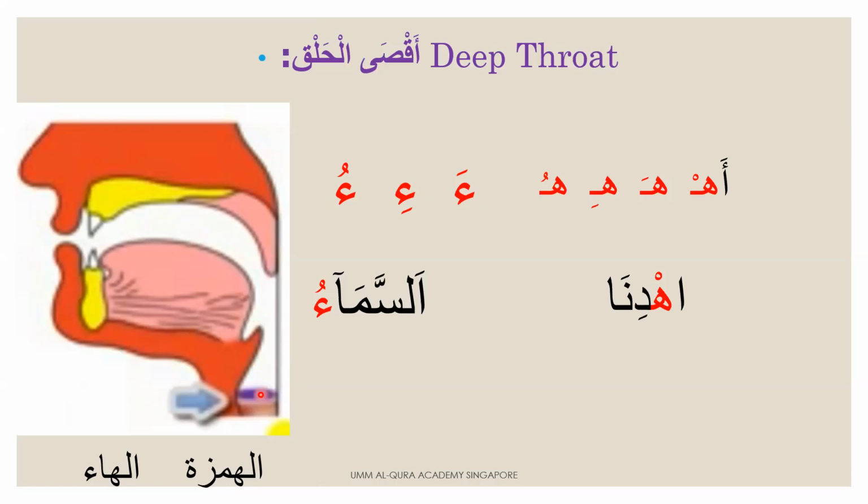I'm not getting any air down to my throat, I'm only producing the sound, which is incorrect. For the letter ha, too much sound cannot be produced. Ihdina, no. Ihdina, ha, he, hu. This is the deep throat where the letters hamza and ha are produced.